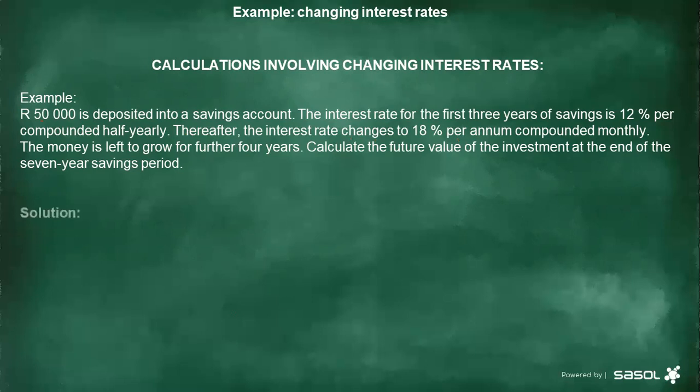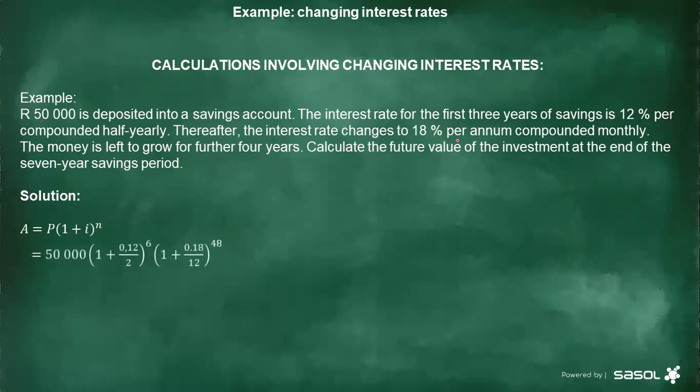Let's see how to approach this question. First, we write the correct formula for the compound interest. Then this is the step that I want us to look at. First, remember P is the amount of money which is deposited, the initial amount, which is 50,000. Now let me explain the first bracket. It says the interest rate for the first 3 years of savings is 12% compounded half yearly. Then we need to write that bracket.